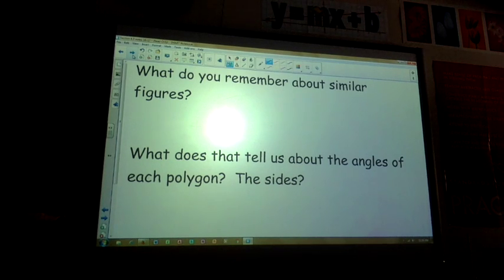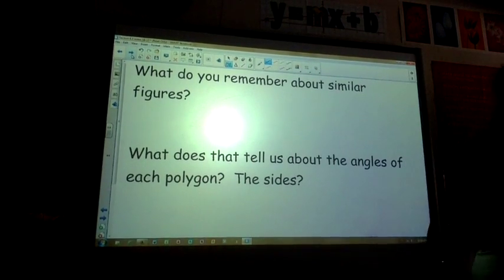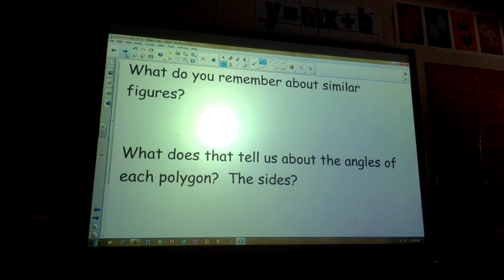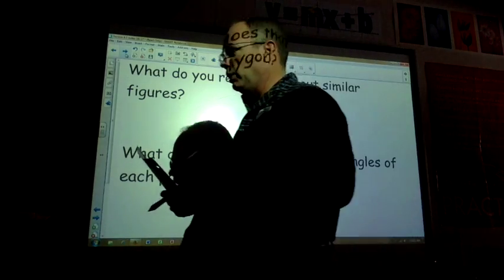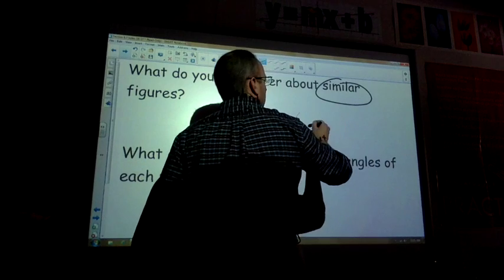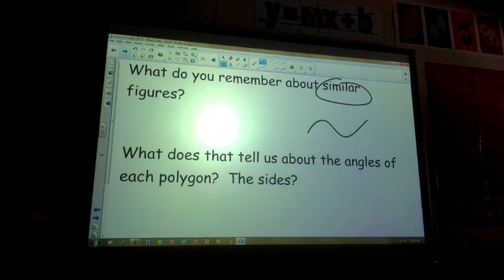isosceles triangles similar to each other? No. But the reason why the equilateral is similar is because the angles of every equilateral triangle are always 60, 60, 60. It's just the lengths change. Okay? What does that tell us about the angles of each polygon? They're the same. The sides, there's some sort of ratio between the sides if they're similar to each other. Okay? Using the word similar, that's the little shorthand version to it. I don't know, I wasn't at the meeting when they developed it.